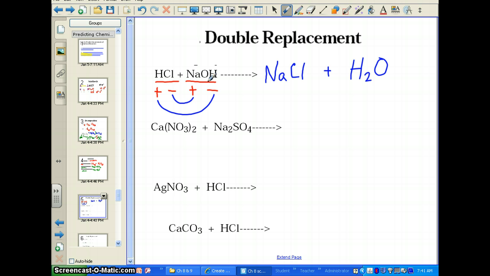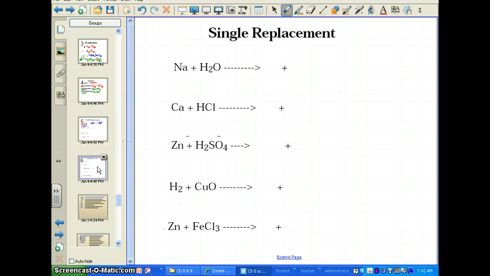Now it looks like I don't have much time left for this podcast, so what I'm going to ask you to do is to finish the rest of these for homework and bring those in to class tomorrow, because I just want to show you quickly an example of a single displacement reaction, and then I'll ask you to finish the rest of those. With single displacement reactions, remember, you have a metal displacing hydrogen out of water. You can have a metal displacing hydrogen out of an acid.